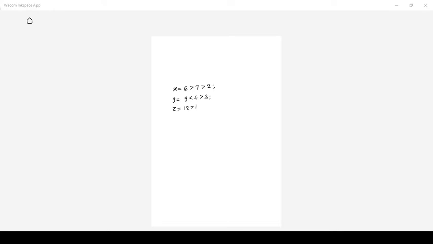greater than 15 is less than 3. So let's consider these three as the expressions, and we want to print the values of x, y and z using percentage d, percentage d, percentage d. So what is the value of x, y, z?